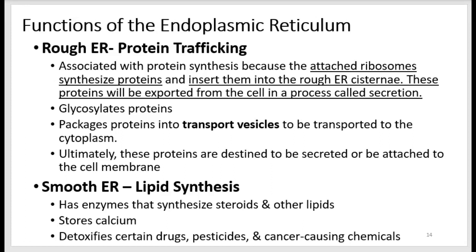Additionally, the smooth ER is a site where calcium can be stored and released in vesicles or through pores. That happens in muscle cells. And another thing that the smooth ER can do is alter certain drugs and pesticides. There are enzymes that help denature these drugs and pesticides, to make them less harmful.